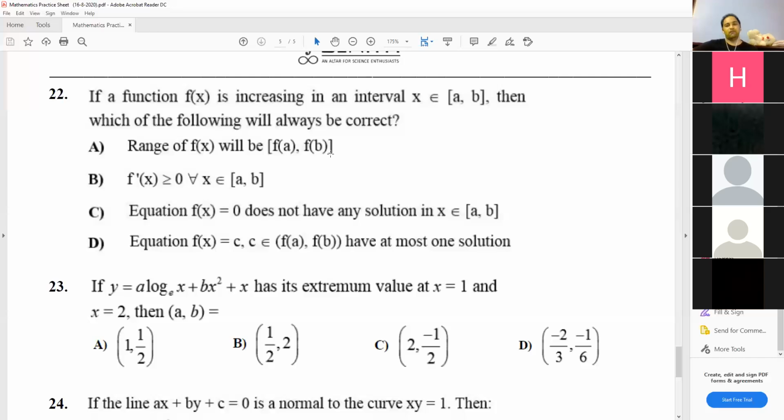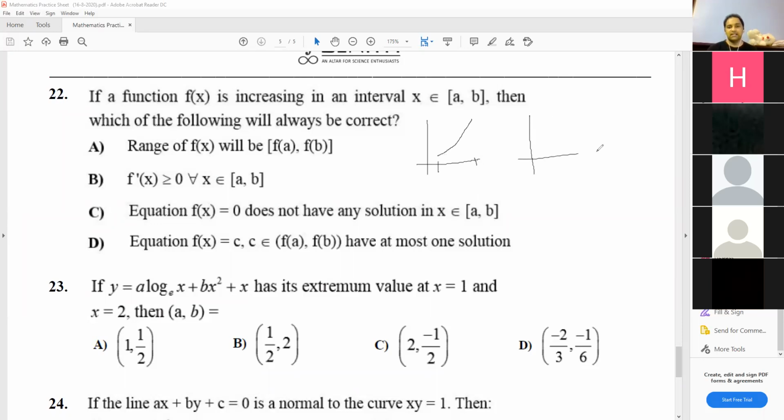Range of f(x) would be f(a) और f(b). डिसकंटिन्यूअस हो सकता है बीच में. आगे हाँ, पीछे कुछ भी हो सकता है. Exactly, because A will only be true if f(x) is a continuous function and increasing. Okay, only if it is a continuous and increasing function, then the range will be f(a) to f(b).